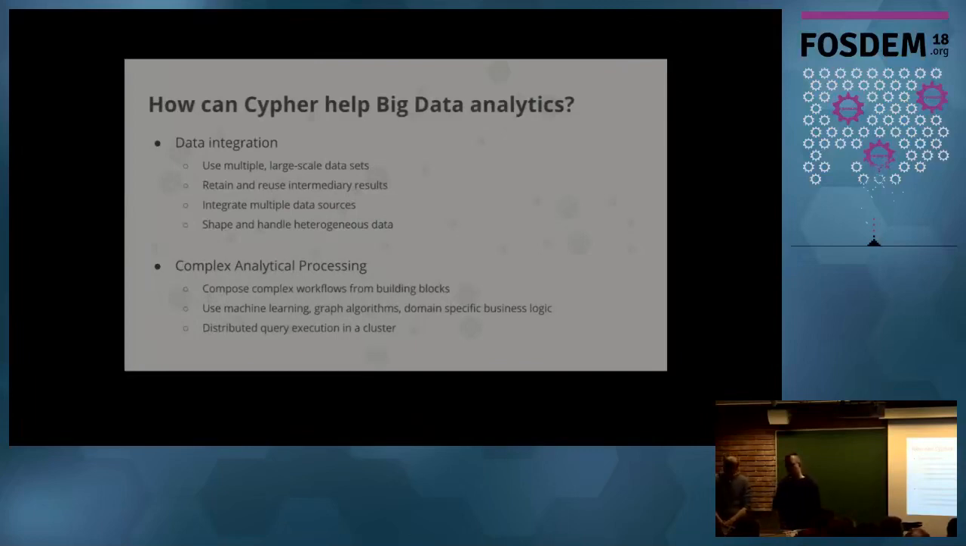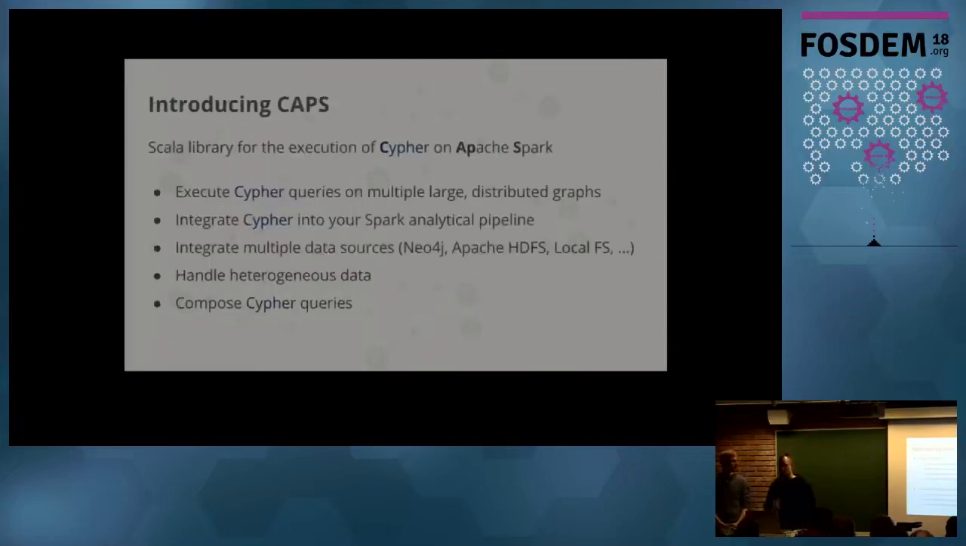The second pillar is, of course, complex analytical processing, which means that you have building blocks, which are Cypher queries, and then you want to compose them to build up your complex workflows. What's also nice about a system like Spark is that you can integrate our library with any other library that is already available, like machine learning, graph processing, GraphX, or your own domain-specific business logic. And of course, Spark itself gives you all the nice features of distributed execution on a shared nothing cluster, typically.